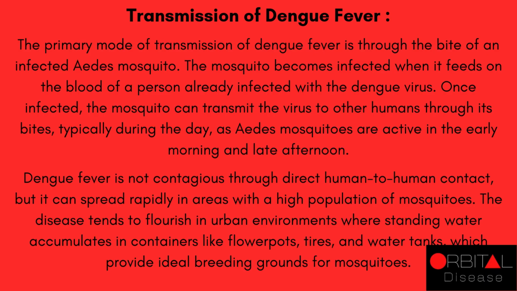Dengue fever is not contagious through direct human-to-human contact, but it can spread rapidly in areas with a high population of mosquitoes. The disease tends to flourish in urban environments where standing water accumulates in containers like flower pots, tires, and water tanks, which provide ideal breeding grounds for mosquitoes.